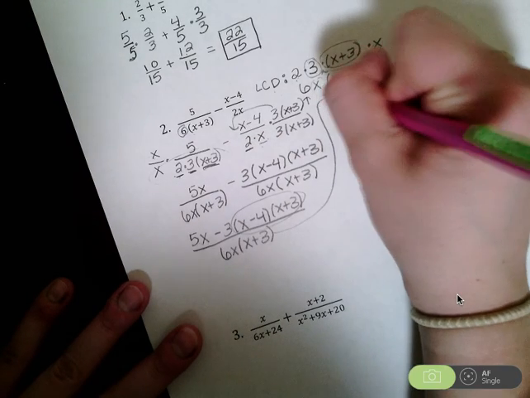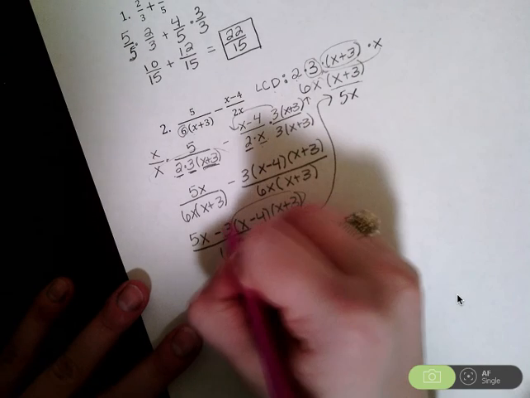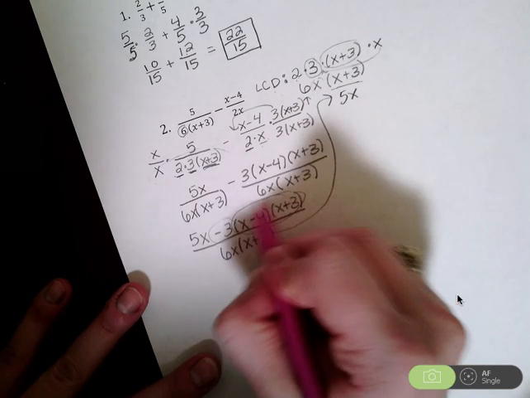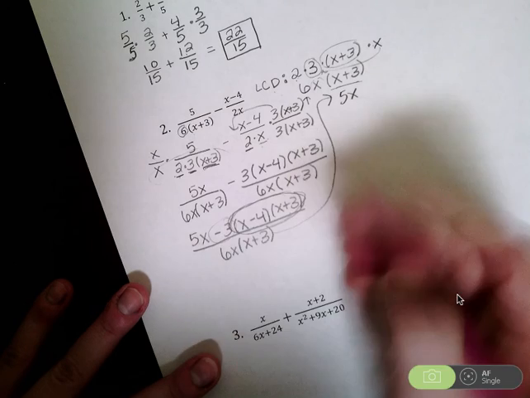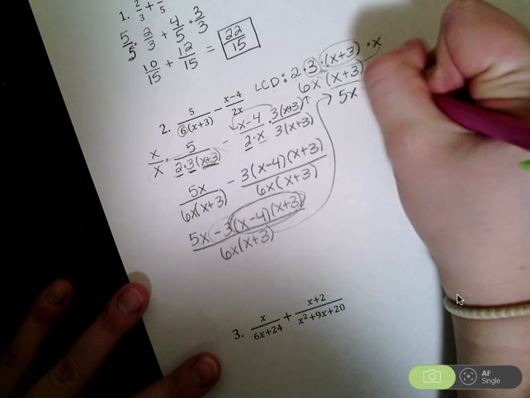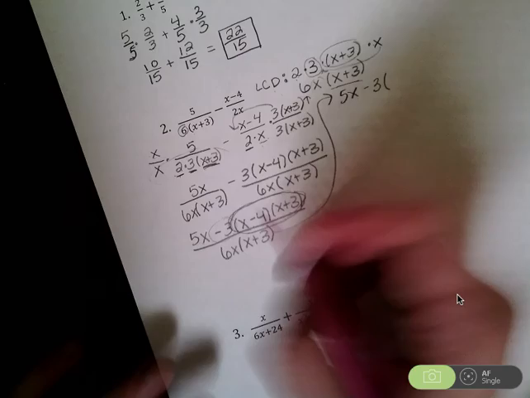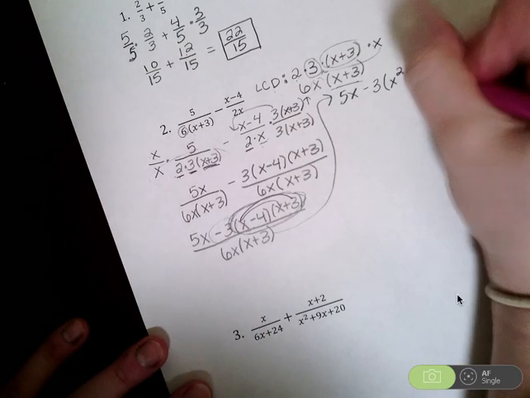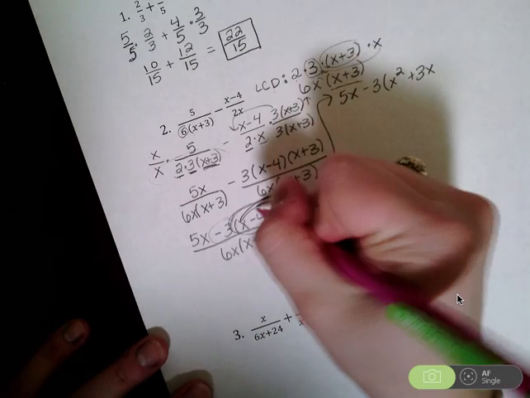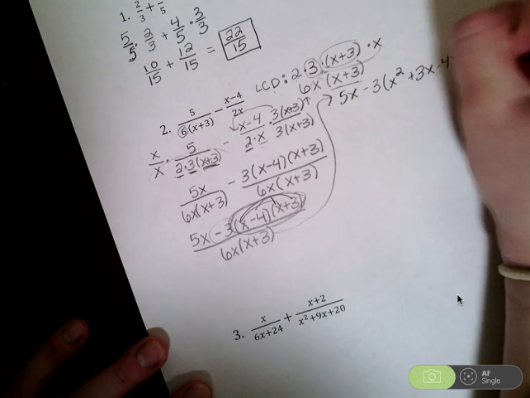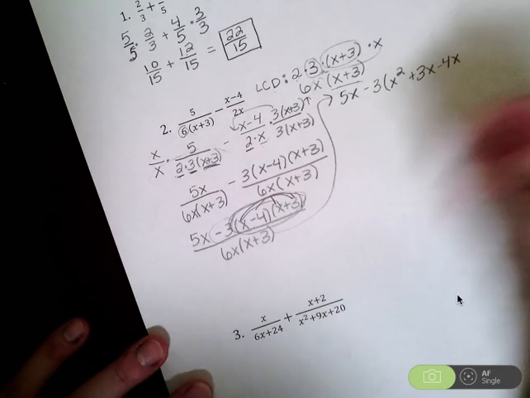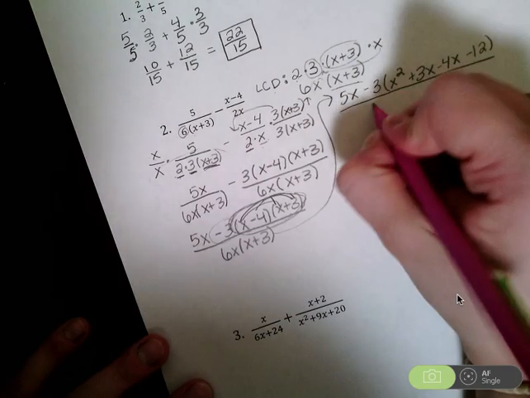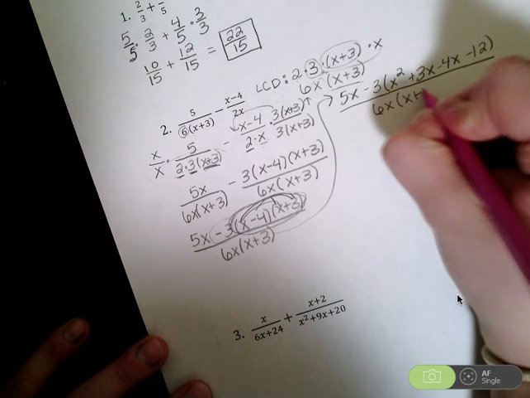We can leave the 5x as just a 5x, but this negative 3 here, we need to multiply the negative 3, the x minus 4, and the x plus 3. I'm going to deal with this quantity first, okay? So I've got 5x minus, I'm going to leave the 3 on the outside for now. Okay, I'm going to FOIL. X times x is just x squared. X times a 3 is a plus 3x. A negative 4 times an x is a minus 4x. A negative 4 times a 3 is a minus 12. Close my parentheses. And I'm still over 6x times x plus 3.